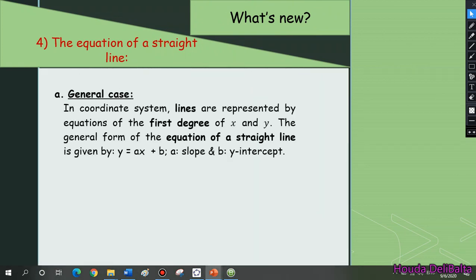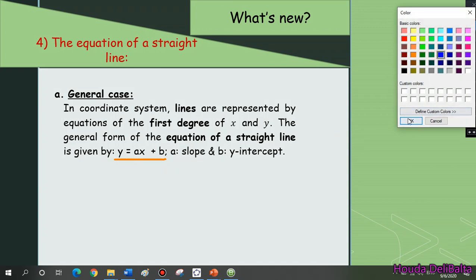In general, in a coordinate system, lines are represented by equations of the first degree. Equations of the first degree are called linear equations, and linear is from line. And the variables in this equation are x and y. So as you see here, the general form of the equation of the straight line is like that. y equals ax plus b.